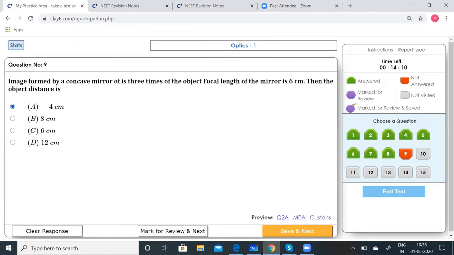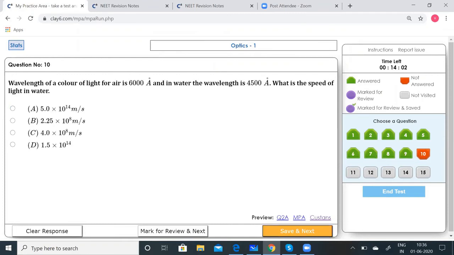You might be confused. 8 centimeters is also there, but we got minus 8 and minus 4. So only can click option A. Now coming to the 10th one.